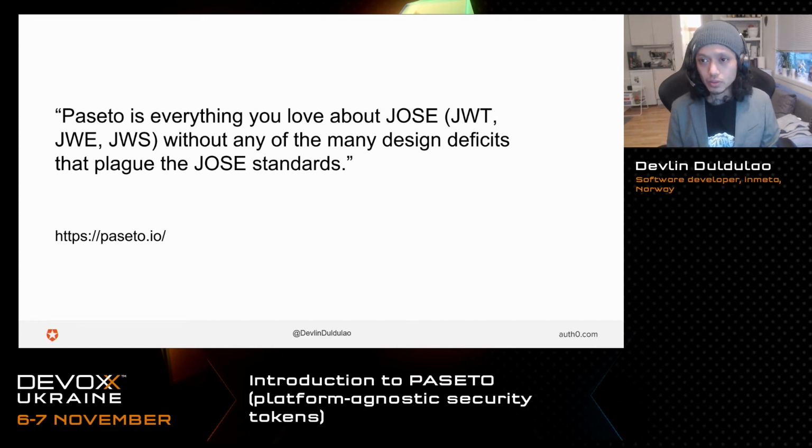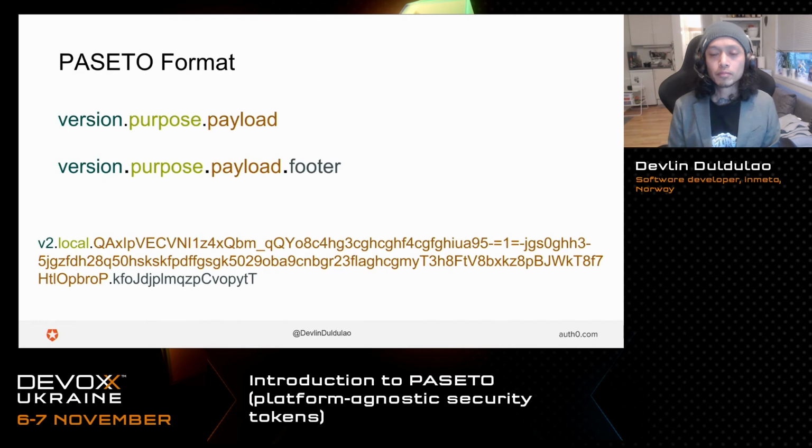So let's go to the PASETO format. Here's the PASETO format. We have the payload, we have the purpose, the version, and there's the optional footer there. And you can see the colors here. The version would be this v2, and the purpose will be local here. You can see the explanation later. And the payload, which is this token here, and then the footer.